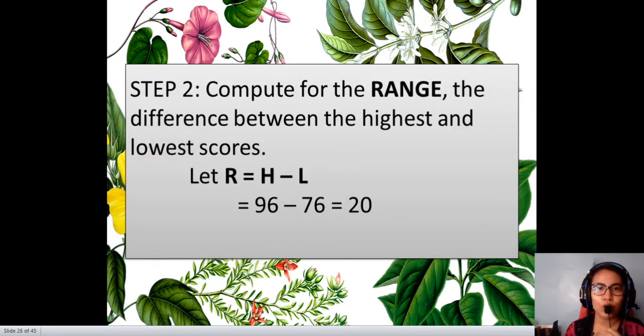For step 2, we need to compute the range. The range is the difference between the highest and lowest scores. We let R stand for the range. The formula is R equals H minus L. We know our highest and lowest scores are 96 and 76. So 96 minus 76 equals 20. Our range therefore is 20. That is step 2.